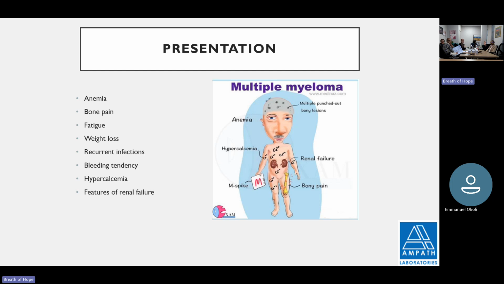There'll be fatigue because they're anemic. They'll present with recurrent infections. Because of the monoclonal protein in the blood, it also affects your platelet function, so they've got an increased risk of bleeding. They can also present with hypercalcemia. And then at the end stage, they'll present with features of renal failure.